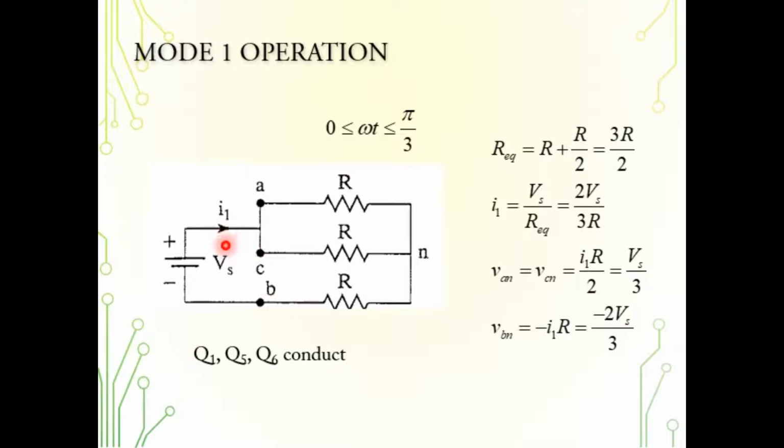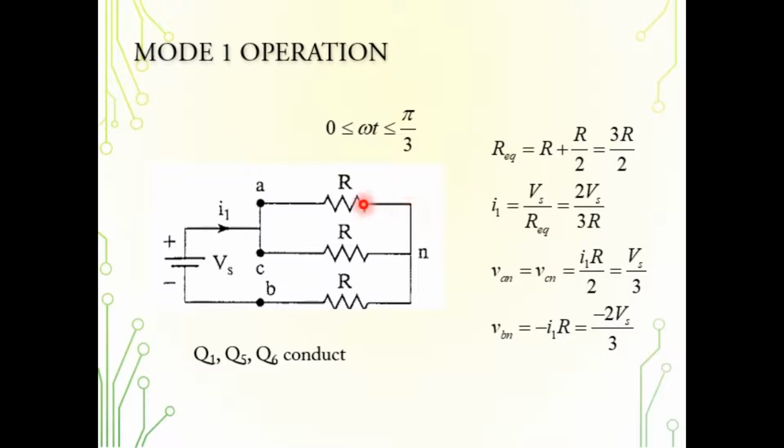So now we need to find what are VAN, VBN and VCN. VAN is nothing but the current flowing through it into the resistor. Likewise, VCN is current into the resistance, and VBN is also the current into the resistance. So first, to find the current I1, I1 is V by R.